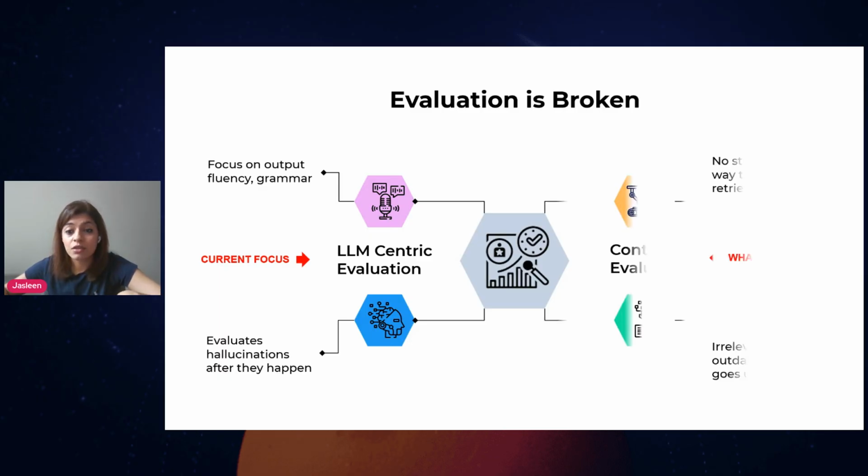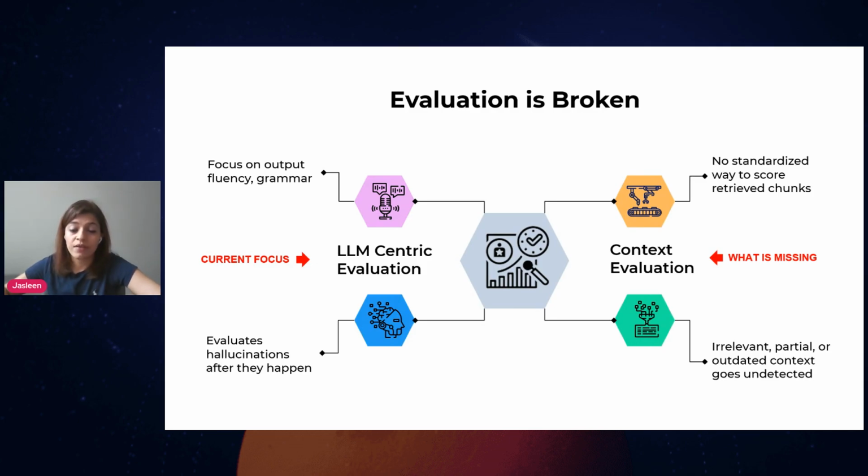So, what's missing here is context evaluation. There is no standardized way to score the quality of the retrieved chunks. We don't ask questions like, was this context relevant to the question? Was it complete? Was it current? Or was it outdated, off topic? Or was it just noise? And as a result of that, irrelevant or partial context often slips through undetected, and we only notice it after the LLM generates a problematic response. But by then, it's really too late.